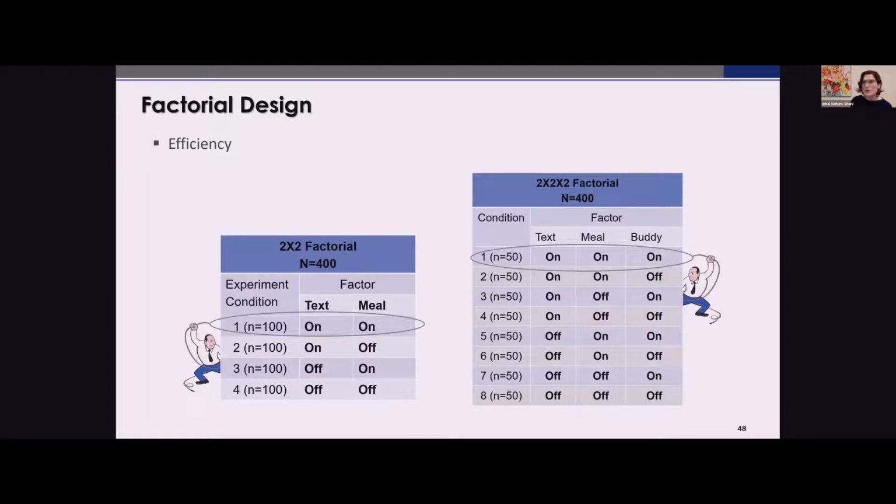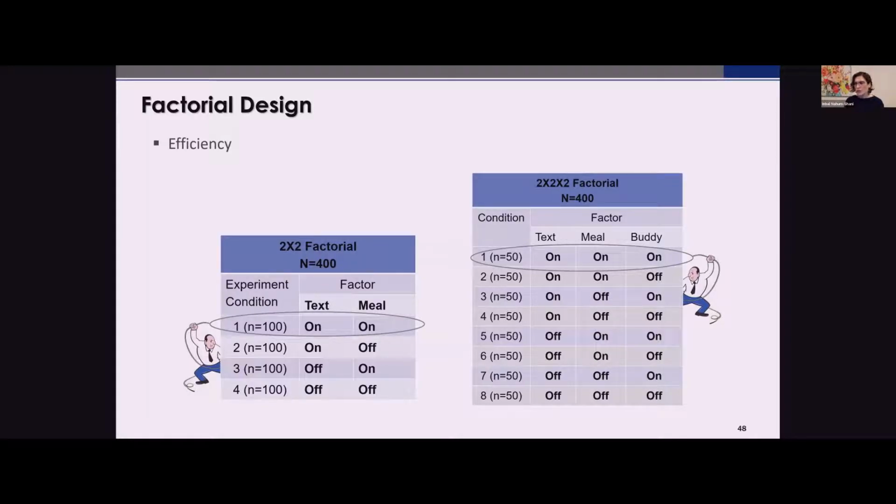The reason this is happening is because of what is called the recycling feature of factorial designs. What does it mean, the recycling feature? It means that outcome data from the same participant is being used and reused to answer multiple scientific questions. Think about a standard RCT, a standard randomized controlled trial, comparing an intervention to control.